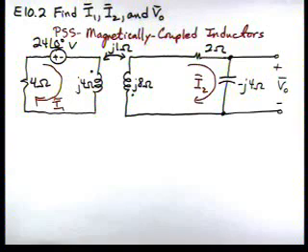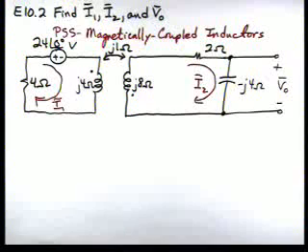Okay, this is the solution to Learning Assessment 10.2. The problem says find I1, I2, and V0, and we're going to use our problem solving strategy entitled Magnetically Coupled Circuits, which says first assign mesh currents. Well, we're already assigned mesh currents I1 and I2 in this problem, so step 1's already satisfied. Step 2 says write mesh equations by applying KVL.